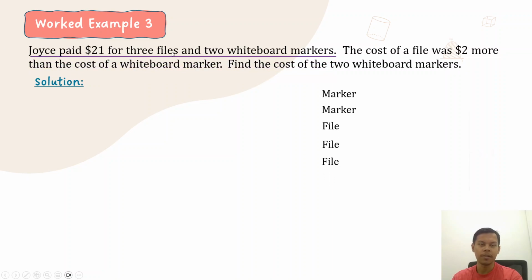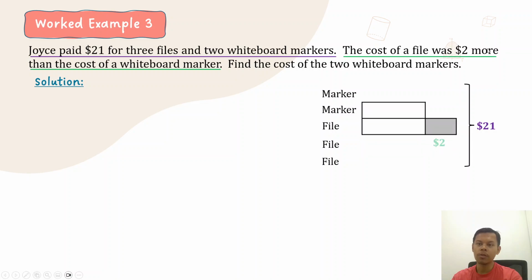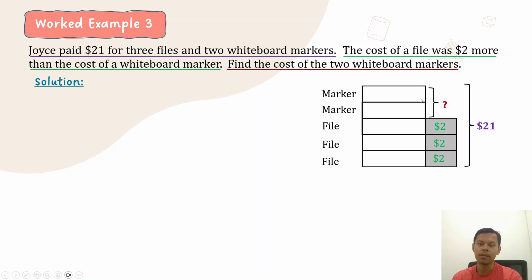Alright, so the first sentence here, $21 for 3 files and 2 whiteboard marker. So just label it 3 files and 2 marker, $21. Next, the cost of a file was $2 more than the cost of a whiteboard marker. So for each marker, we need to duplicate it so that we can extend it further for the file, which is $2 more. So let's just copy for the whole thing. The file is going to be the same amount as the marker, just that it have $2 extra. Now they are asking, find the cost of 2 whiteboard marker. So this part, only this part that we need to look for.